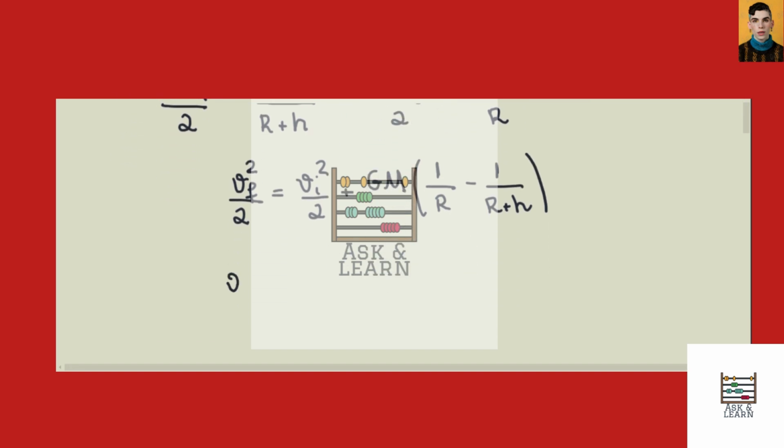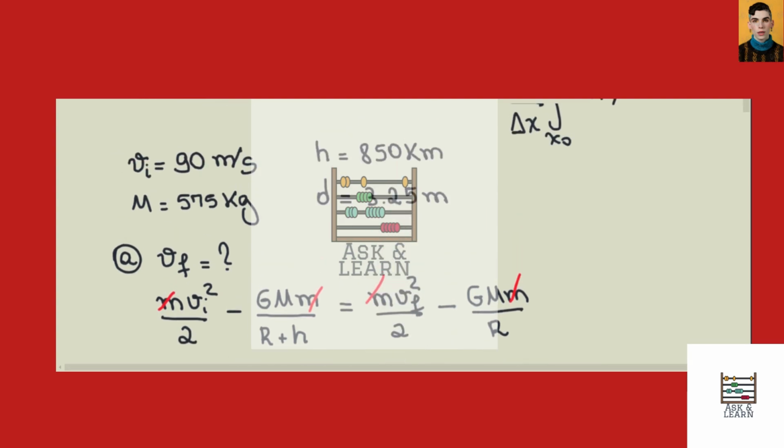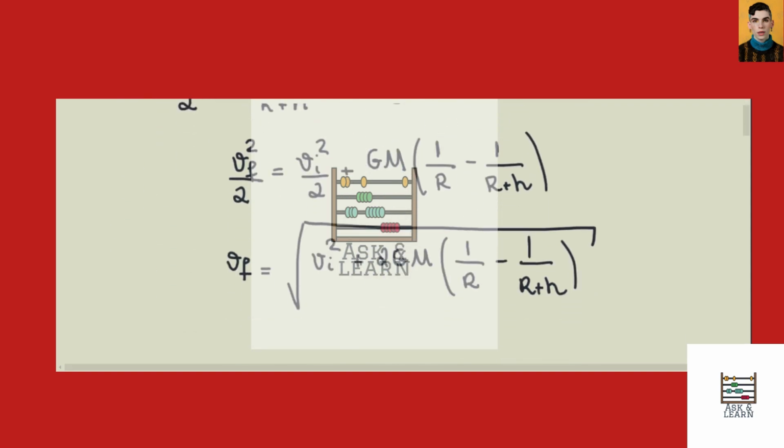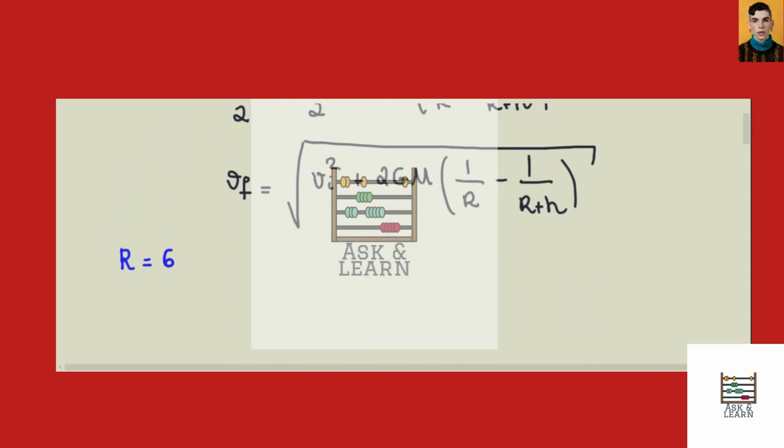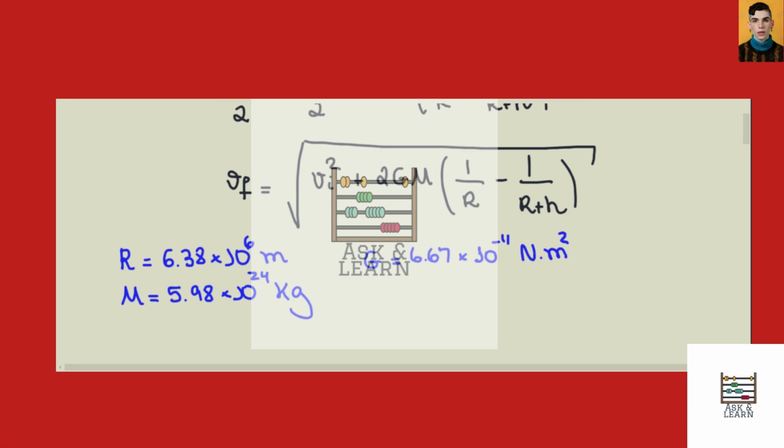So what we have is that Vf is equal to the square root of Vi squared plus 2GM times 1 over R minus 1 over R plus H. And a couple of things we need to remember. First, that the radius of the Earth is 6.38 times 10 to the 6th meters, while the mass of the Earth is 5.98 times 10 to the 24 kilograms. And finally, the gravitational constant is 6.67 times 10 to the minus 11 newtons meters squared per kilogram squared.